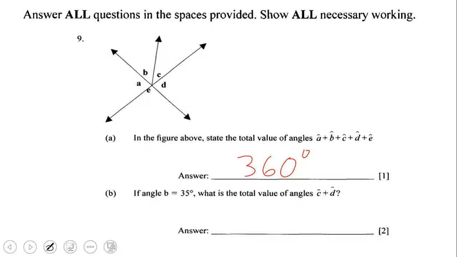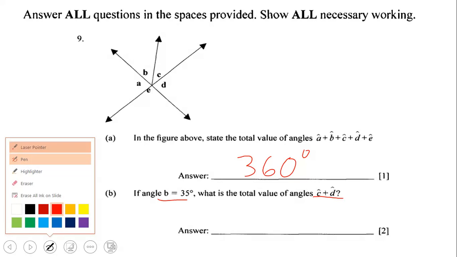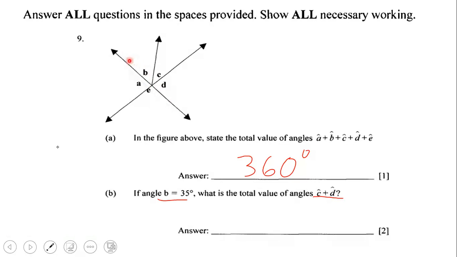All right, let's move to 9b. 9b says, if angle B equals 35, what is the total value of angles C plus D? Note that angles on a straight line add up to 180 degrees. So angles on a straight line add up to 180 degrees.